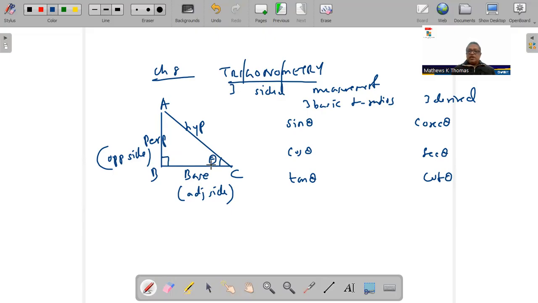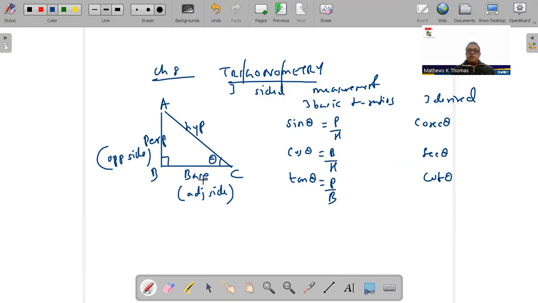So if you're taking an angle here, this is the base, this is the perpendicular, but the opposite side is always opposite to theta, and this is the base. This is the adjacent side, always adjacent to theta. Okay. So sine is P by H, cos is B by H, tan is P by B. Sine is perpendicular by hypotenuse, cos is base by hypotenuse, tan is perpendicular by base.